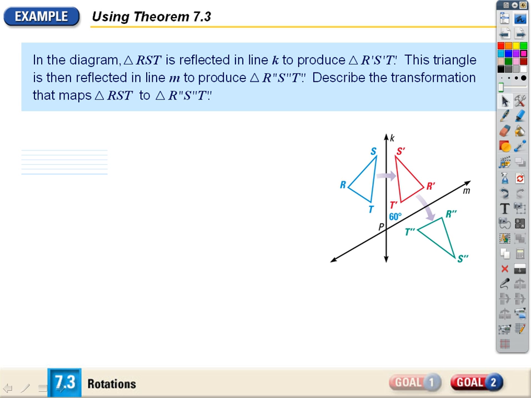A rotation of 120 degrees. Now we got that part right, but we have to add a little more information. A rotation of 120 degrees in which direction? Clockwise or counterclockwise? Clockwise. About what point? Where did we put the tack when we rotated it? Point P. Good. So it's a clockwise rotation of 120 degrees about point P. That gets us there in one single transformation instead of two. Make sense? 120 degrees about point P. It's pretty cool that it does that.